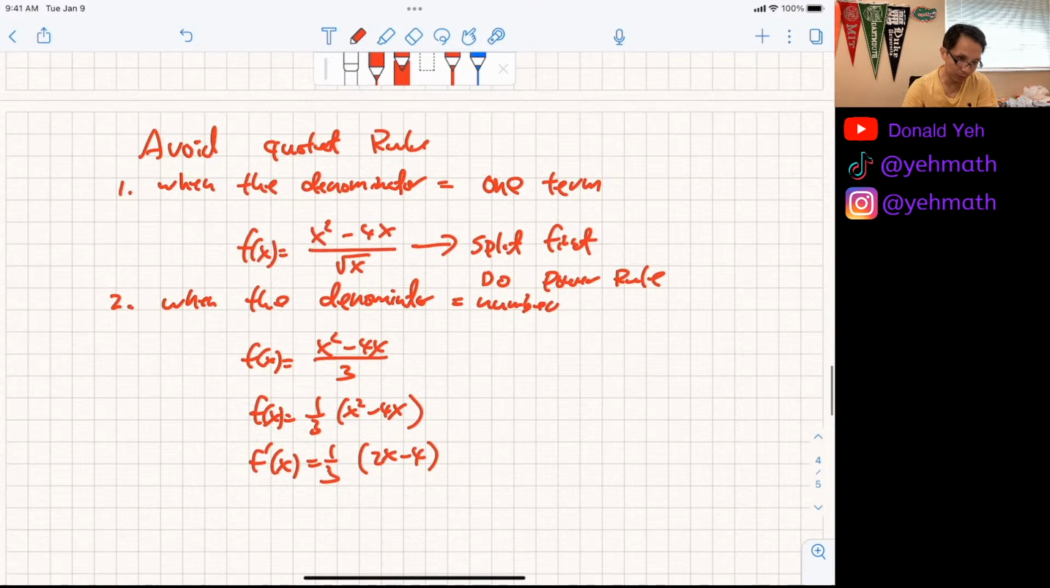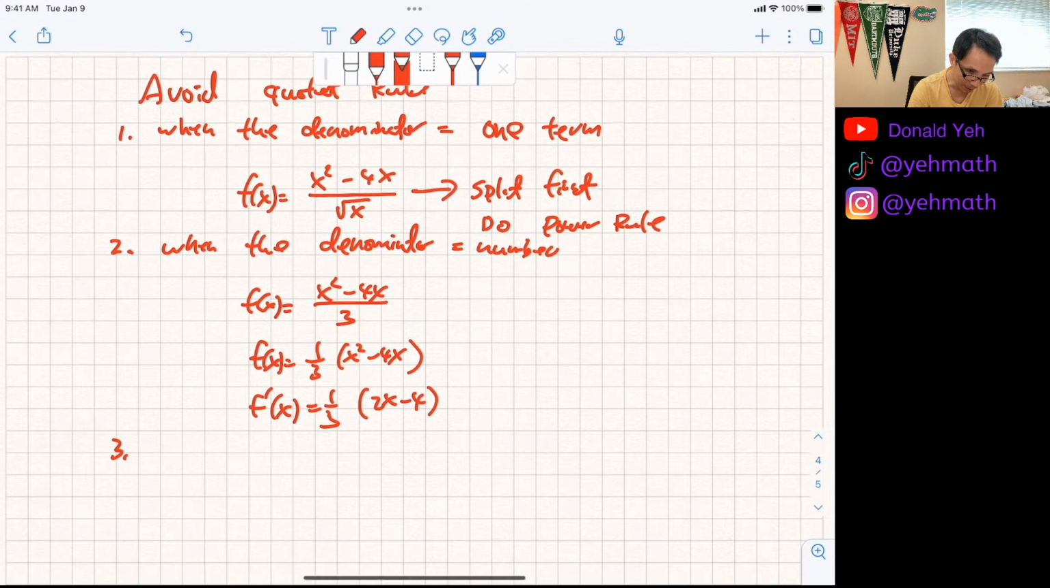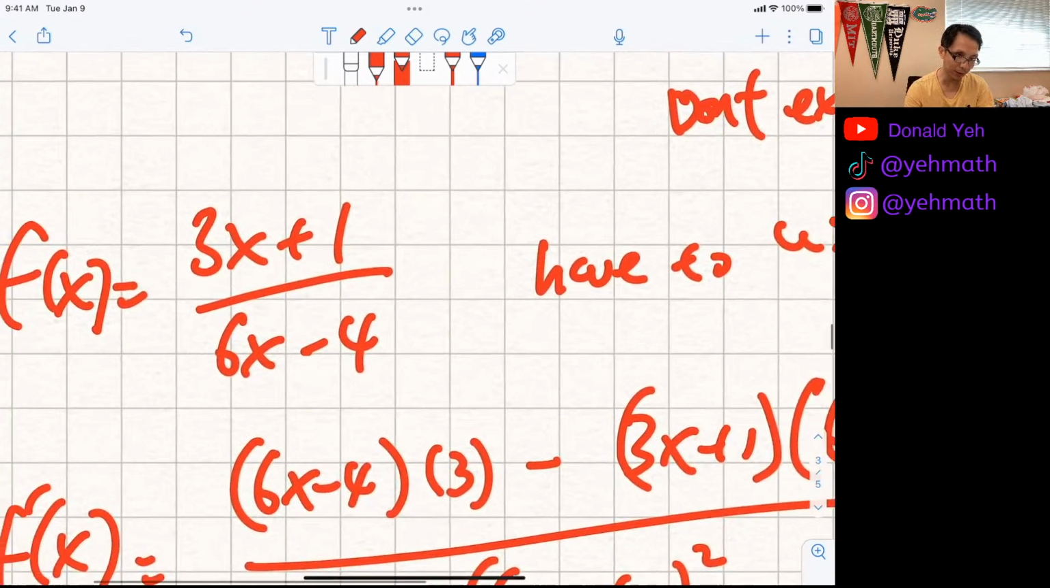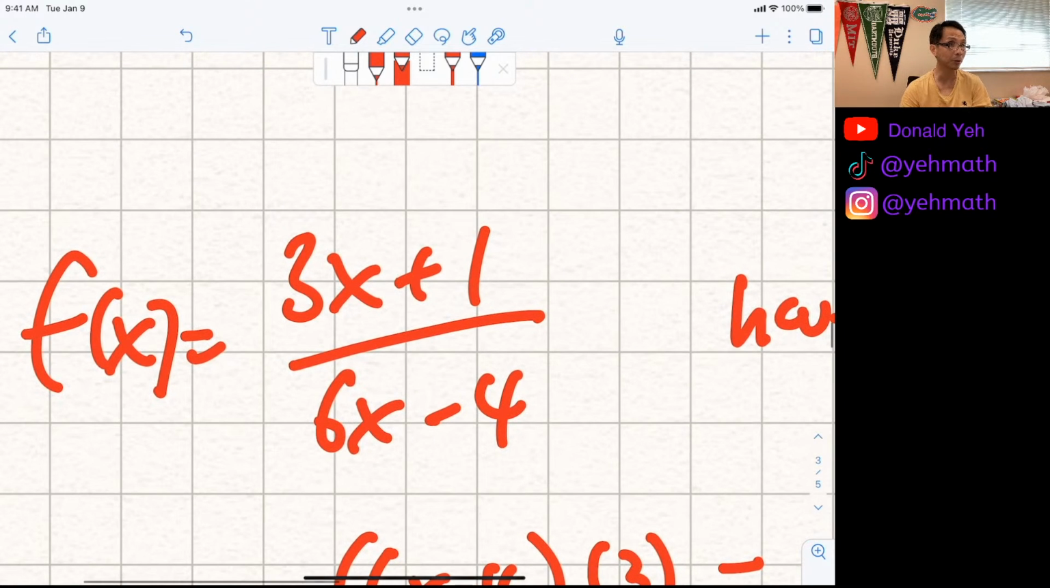After chain rule, we can talk about the last case. That's when the numerator is equal to a number. But you need the chain rule. So those 3 cases, you should avoid quotient rule. Is this one any of those 3 cases? Nope. Bottom's 2 terms. Bottom's not a number. I cannot avoid it. Quotient rule. Got it?